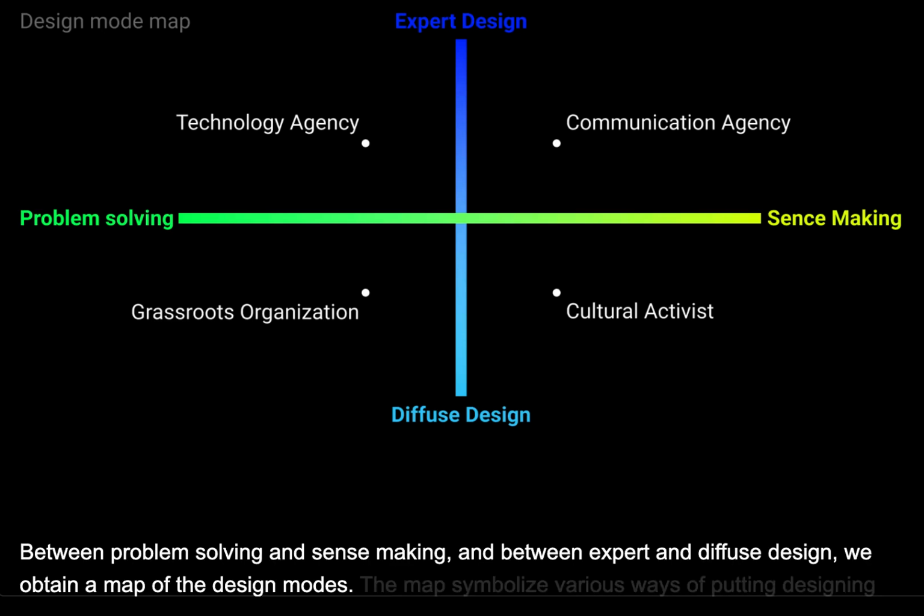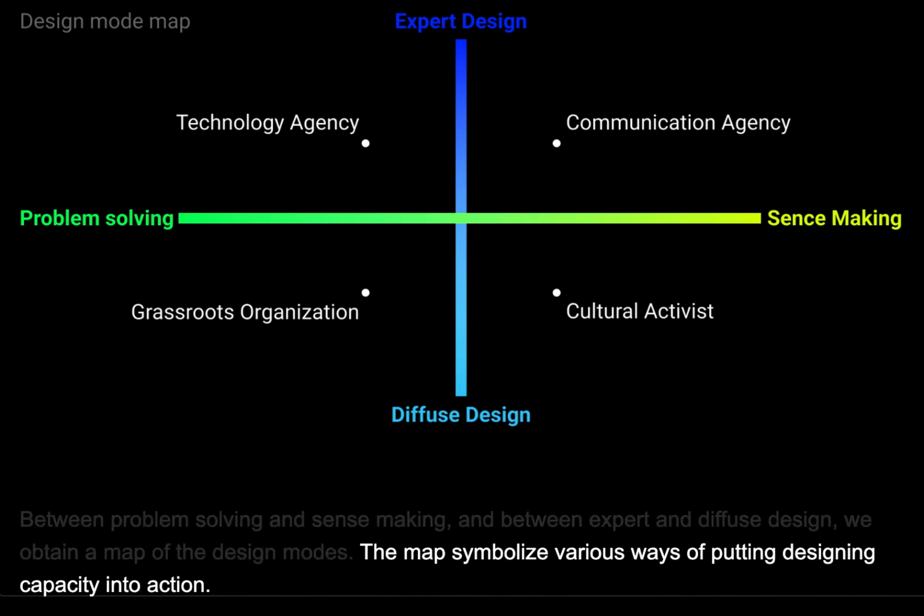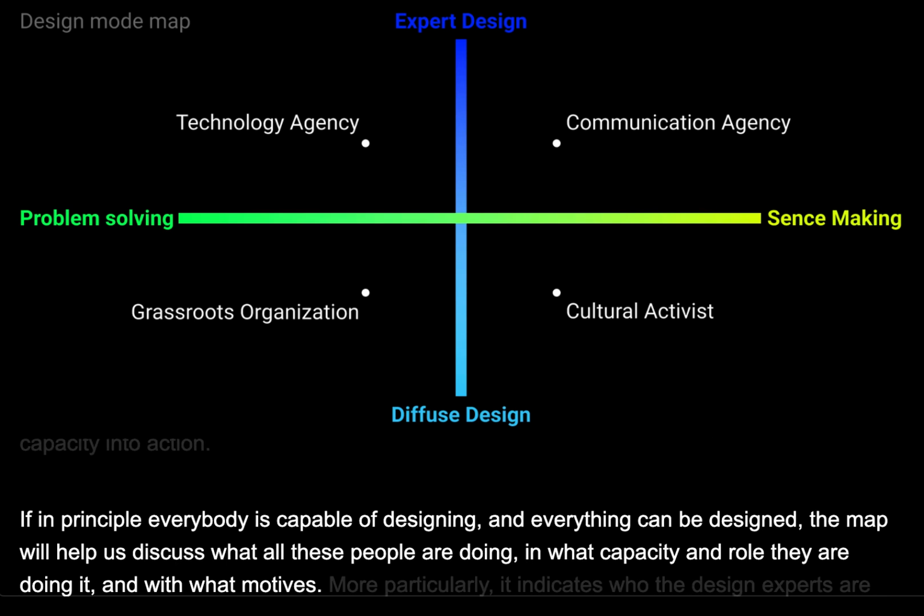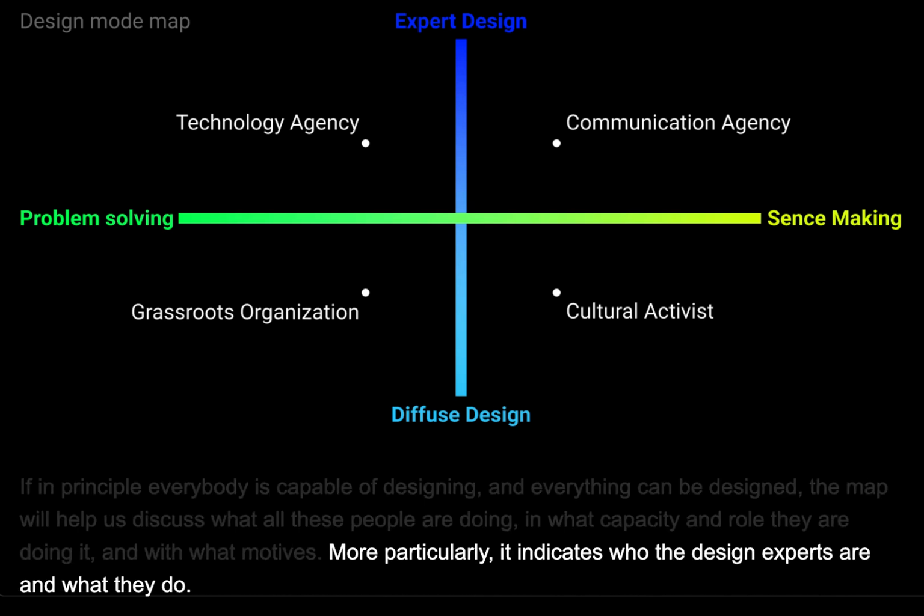Between problem solving and sense making, and between expert and diffuse design, we obtain a map of the design modes. The maps symbolize various ways of putting designing capacity into action. If in principle everybody is capable of designing, and everything can be designed, the map will help us discuss what all these people are doing, in what capacity and role they are doing it, and with what motives. More particularly, it indicates who the design experts are and what they do.